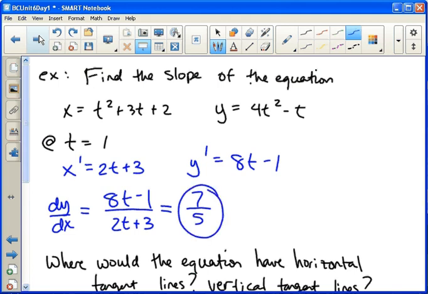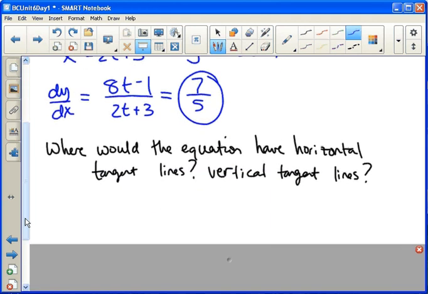So when they ask for slope, you have to do the derivative of y over the derivative of x. Okay, now it says, where would the equation have horizontal tangent lines?